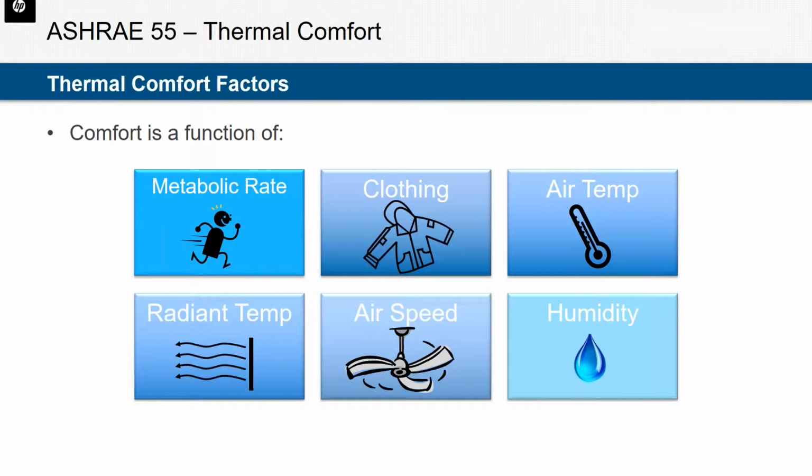ASHRAE 55 describes thermal comfort as a function of 6 primary variables: our metabolic rate, how much clothing we're wearing, the actual air temperature of the space we're in, the radiant temperature, which is slightly different, the air velocity around us, and the humidity of the air. And we'll go through each of these in a little more detail.